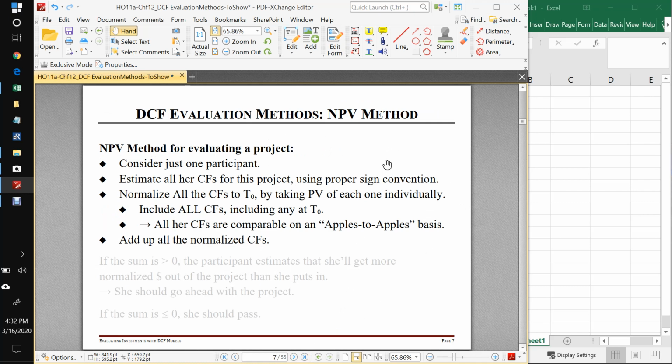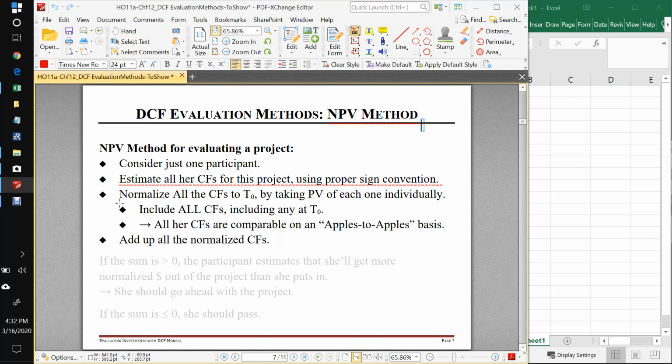All right, so let's march through our methods one at a time here. And let's start with the NPV method and see what it is and how it works. Okay, so the NPV method for evaluating a project first says, as is the case with all these methods, consider just one participant. And then for that participant, we want to estimate all of her cash flows for the project. And again, now we're going to be using a proper algebraic sign convention.